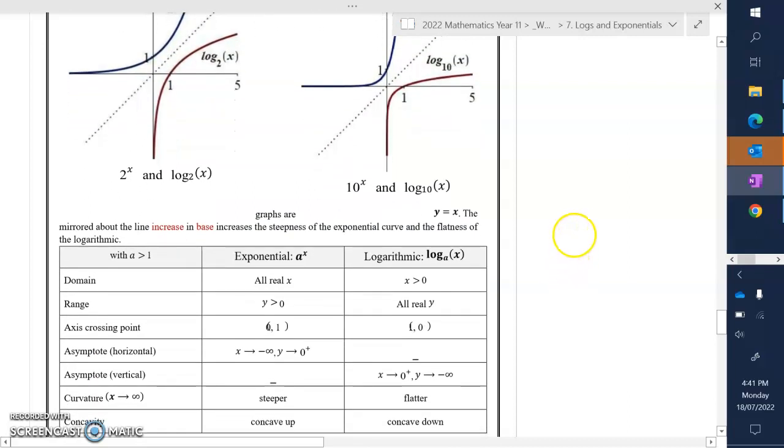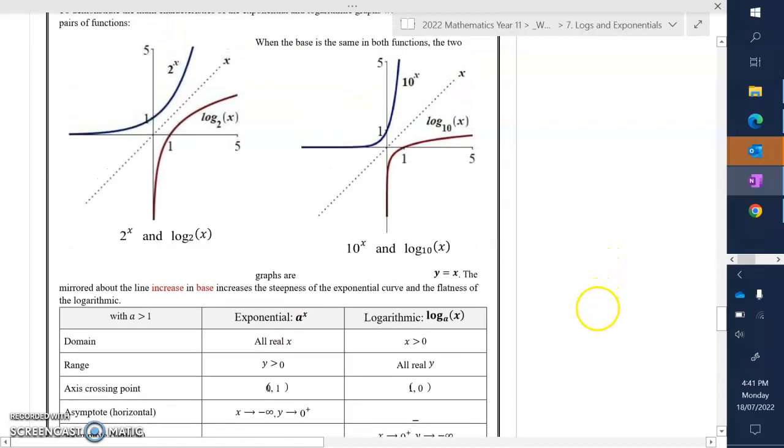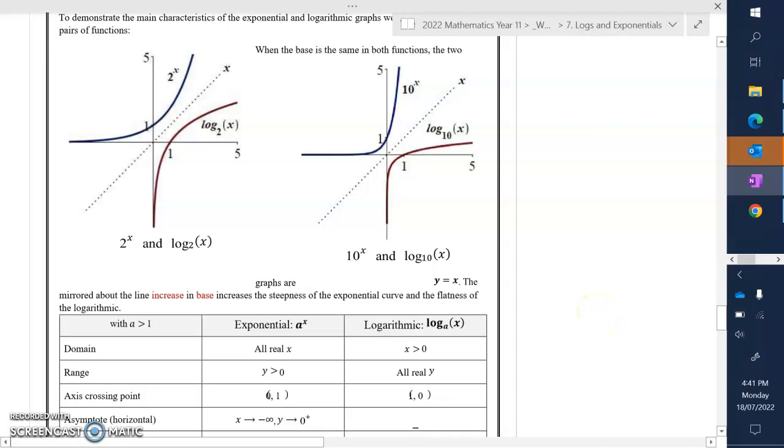Let's have a look at our asymptotes. Now, asymptotes for our exponentials. Let's go back and have a look at the blue lines. What's happening with our asymptotes there?